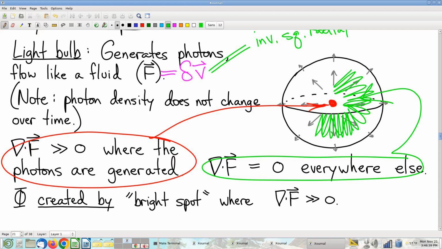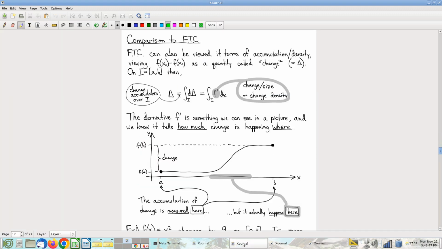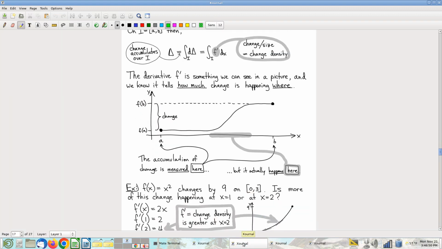Okay, so what's the point of this exercise? Let me remind you that I keep making the case that even though certain things are measured and we think of them as being on the boundary, such as this change here, that change is computed by looking at these two points, A and B. We look at the value of the function there and the value of the function there. And that change is measured on the boundary.